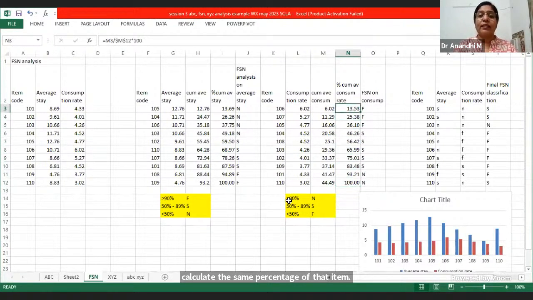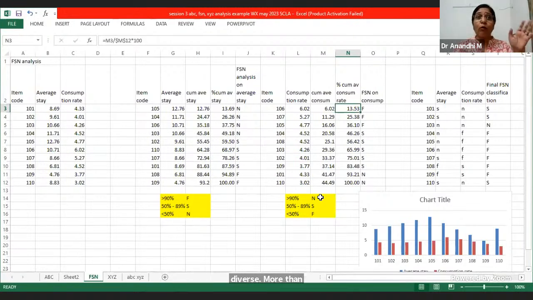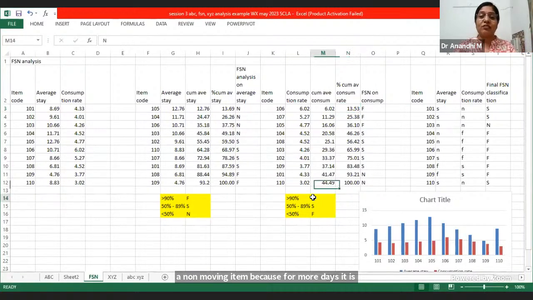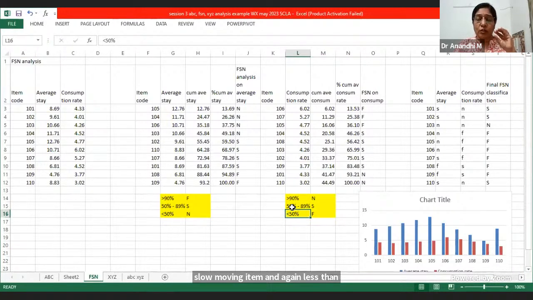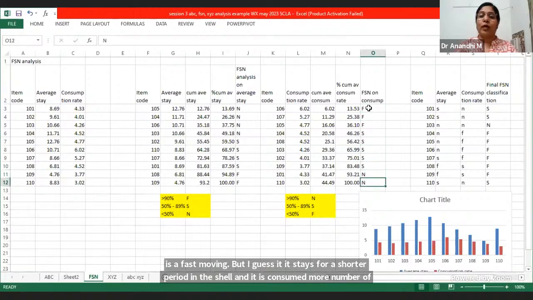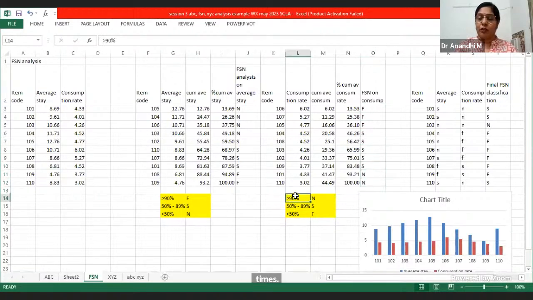And here the range is the reverse. More than 90% is considered a non-moving item, because for more days it is showing on this shelf. It has not been consumed, so it is a non-moving item. Then 50 to 89% is a slow-moving item. And less than 50% is a fast-moving item, because it stays for a shorter period on the shelf and is consumed more number of times. So that is where you fix your fast, slow, and non-moving items based on the percentage allocation.